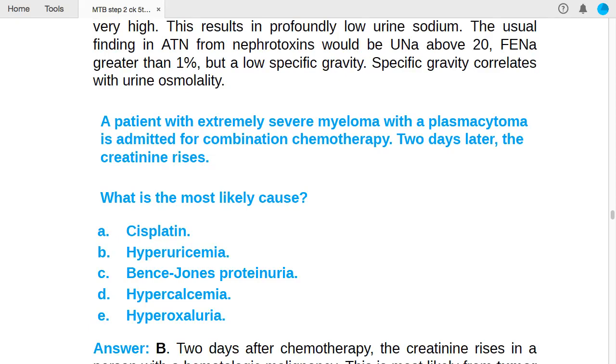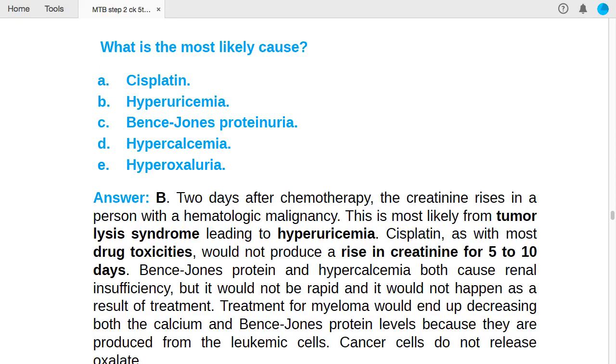Because 2 days after chemotherapy, the creatinine rises in a person with a hematologic malignancy. So whenever there is hematologic malignancy, we can see the rise in creatinine after the use of this chemotherapy. And this is most likely from tumor lysis syndrome leading to hyperuricemia. When you administer chemotherapeutic drugs, it is going to cause tumor lysis syndrome in that patient. Because of the tumor lysis syndrome, we are going to see hyperuricemia, because more and more protein lysis will be there, and there will be more uric acid production in blood, and hyperuricemia will be noticed.